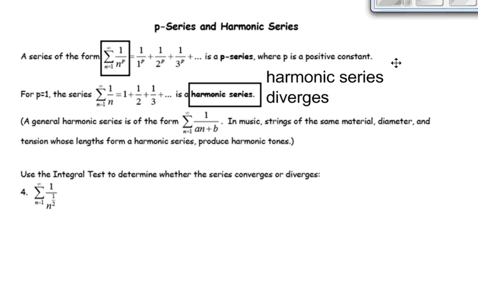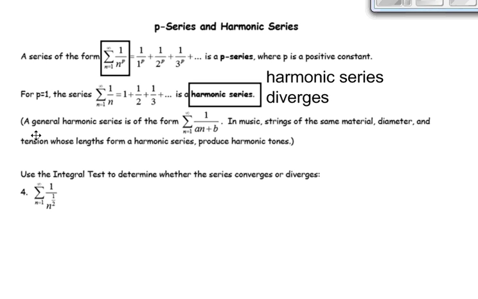Okay, that's really big for a reason, because that's definitely something that's going to be tested on: knowing what a harmonic series is and knowing that a harmonic series diverges. So again, a harmonic series is a p-series where p is equal to 1. So essentially, it's the summation of 1 over n. Okay? All right.